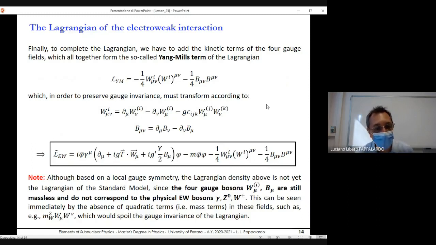Although it is based on a local gauge symmetry, and so it has been obtained formally in a correct way, the Lagrangian density above is not yet the Lagrangian of the standard model, because the gauge bosons W1, 2, 3, and B are still massless, and in addition, they do not correspond to the physical electroweak bosons, the photon, the Z, and the W. This can be seen immediately by the absence of mass terms in the Lagrangian for these particles. So there is something clearly missing here.